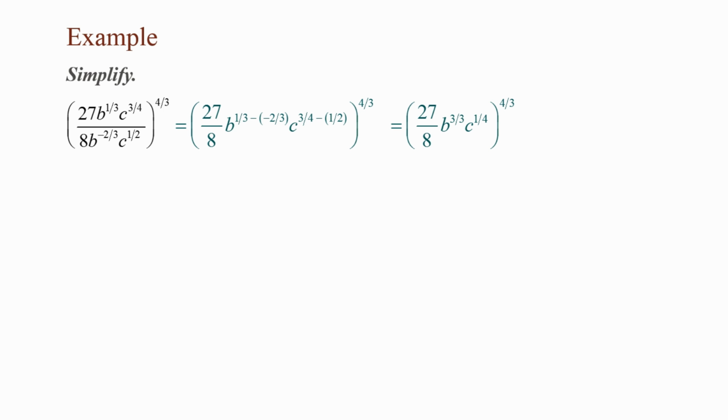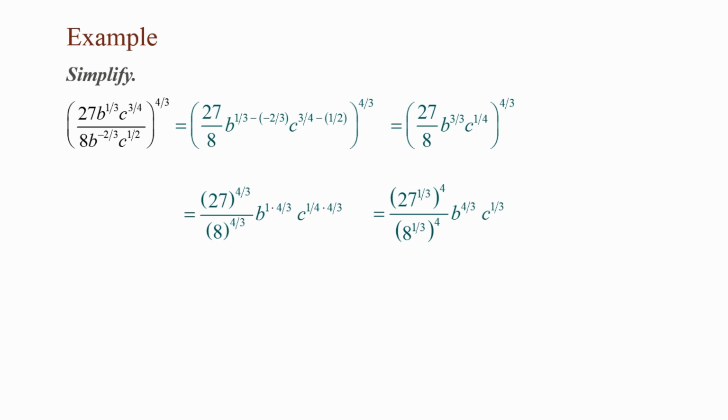And then c to the 1/4, I have 3/4 minus 1/2, which is the same as 3/4 minus 2 over 4, which gives us 1 over 4. And all of that is still to the 4/3 power. So I have 27 to the 4/3 power divided by 8 to the 4/3 power times b to the first times 4/3 times c to the 1/4 times 4/3. For the 27 and 8, I need to split up my exponent so that I can solve it. For b and c, I can just multiply the exponents.